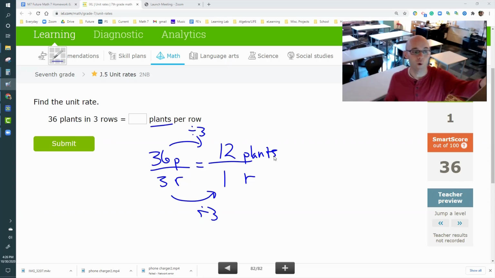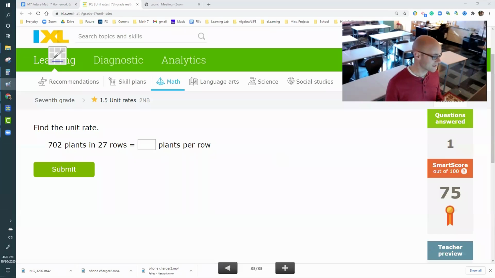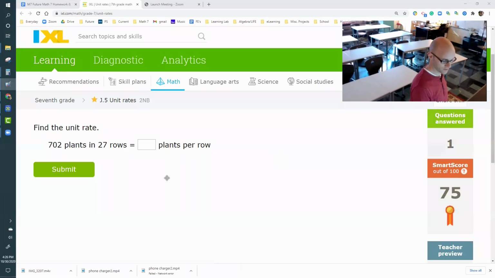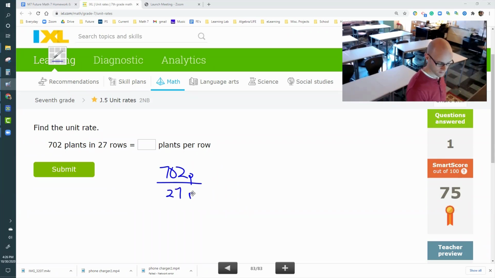Let's try one more example together. Hey, for this last example, the numbers got a little bigger, but it's all the same type of math. It says we have 702 plants and 27 rows. Wow. Okay, so to get down to how many plants that is per every 1 row, we could just say, well, what number do you divide by to get to 1? Any number divided by itself gives you 1. So let's take 702 divided by 27.